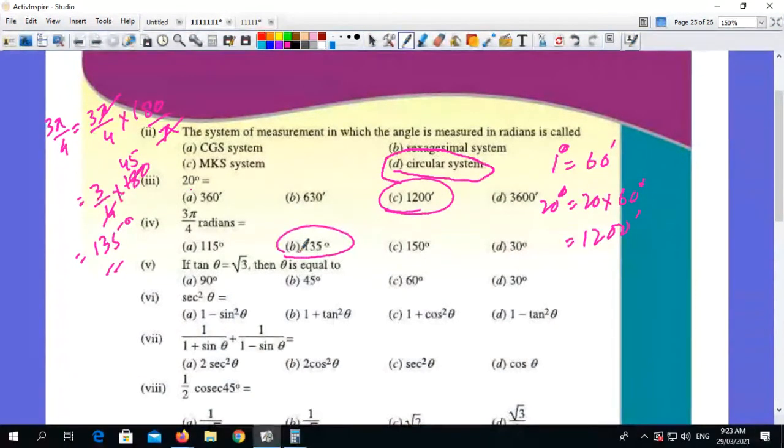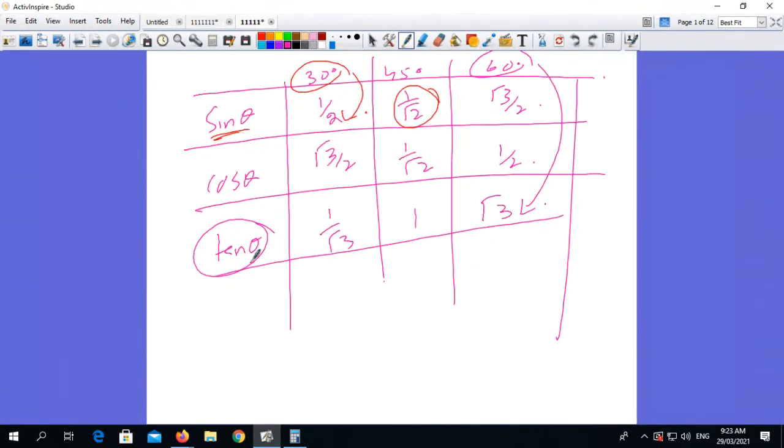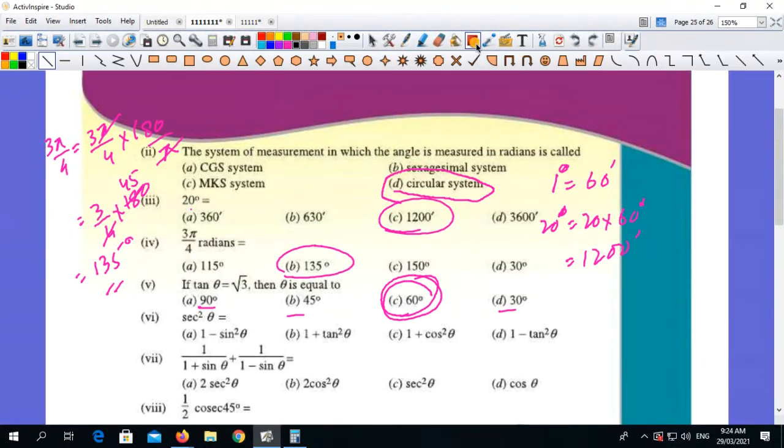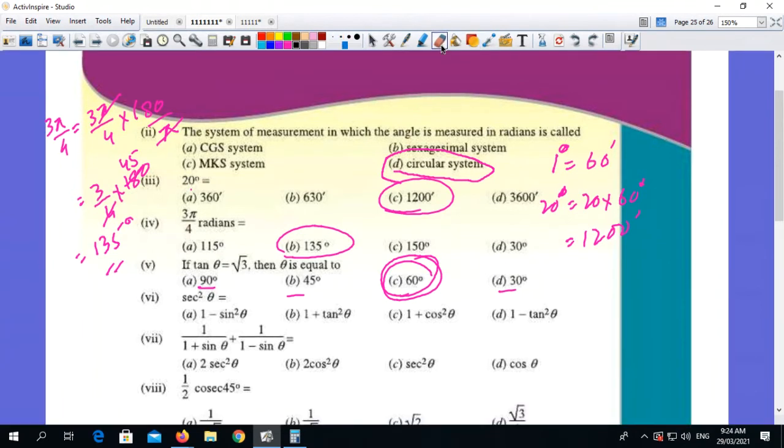And tan theta is equal to square root 3, then theta equals to 90 degree, 45, 60, or 30? We take help from this table, and we know that tan 30 equals 1 by square root 3, tan 45 equals 1, and tan 60 is equal to square root 3. So the correct option is 60 degree. The other three options are wrong. So the correct option is 60 degree.